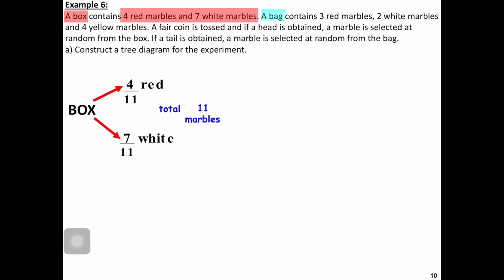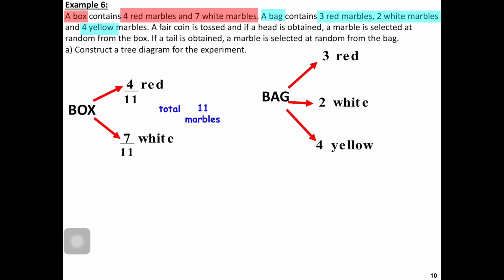Next, a bag contains 3 red marbles and 2 white marbles, and another 4 yellow marbles. So in total inside the bag you have 9 marbles. The probability to get a red marble from the bag is 3/9. The probability to get a white marble from the bag is 2/9. And the probability to get a yellow marble from the bag is 4/9.